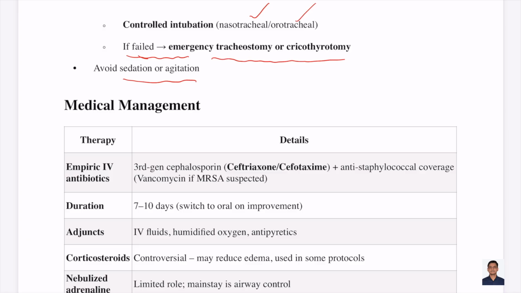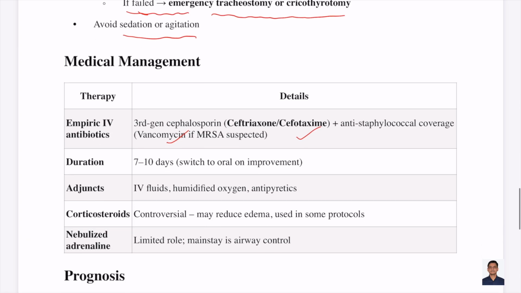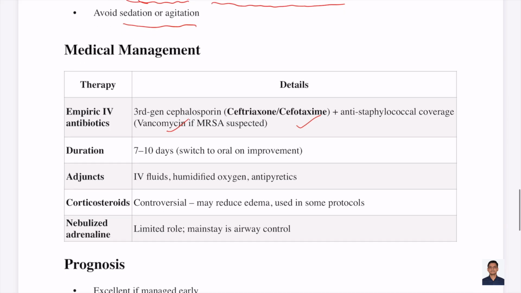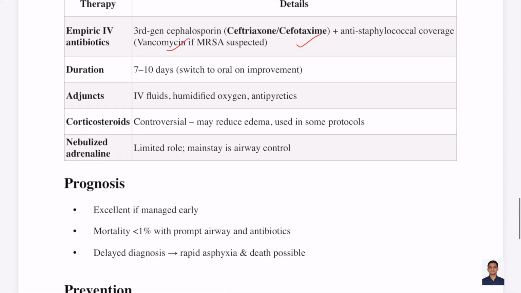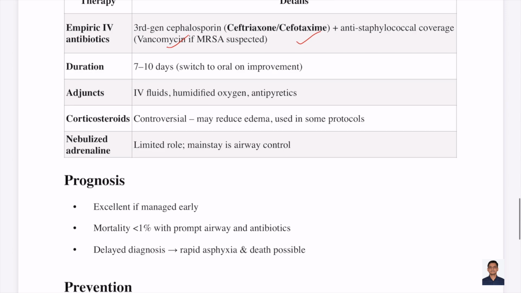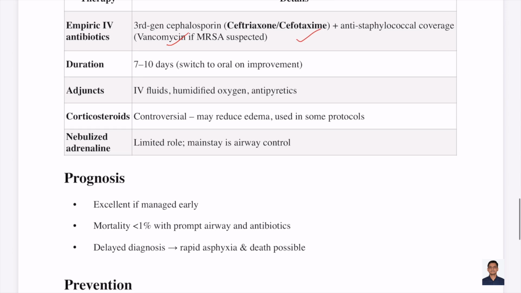Medical management: after proper airway management, medical management should be started. It includes empiric IV antibiotics like ceftriaxone, cefotaxime, vancomycin. Duration should be continued till 7 to 10 days, and then IV antibiotics can be switched to oral antibiotics. Adjuncts include IV fluid, oxygen, antipyretics, and steroids can be given to reduce edema. Some studies also showed a role of nebulized adrenaline, but it has a limited role.